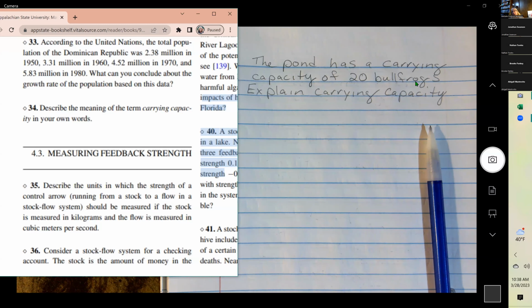If you have more than that, then the pond is likely to not be able to recover quick enough for them to keep living. When it gets to be too many, then the pond will start dying. It won't be able to regrow, and the bullfrogs become sick or leave. So carrying capacity is how much that area can hold and stay sustainable for those animals.